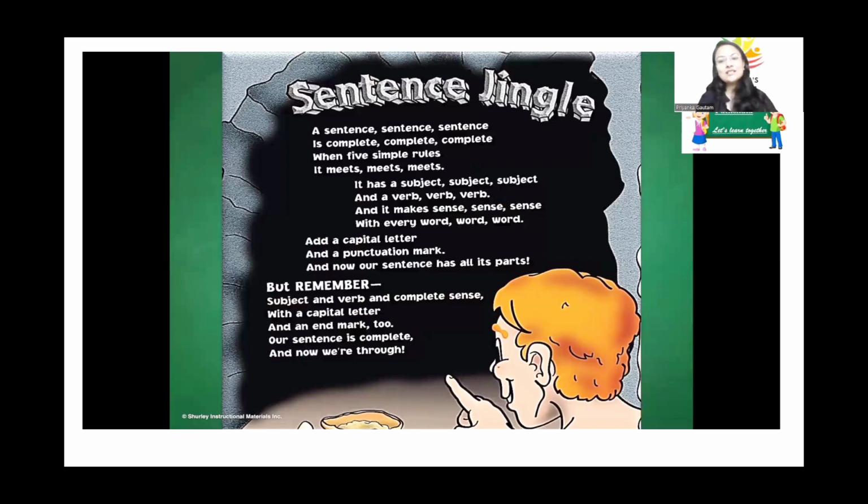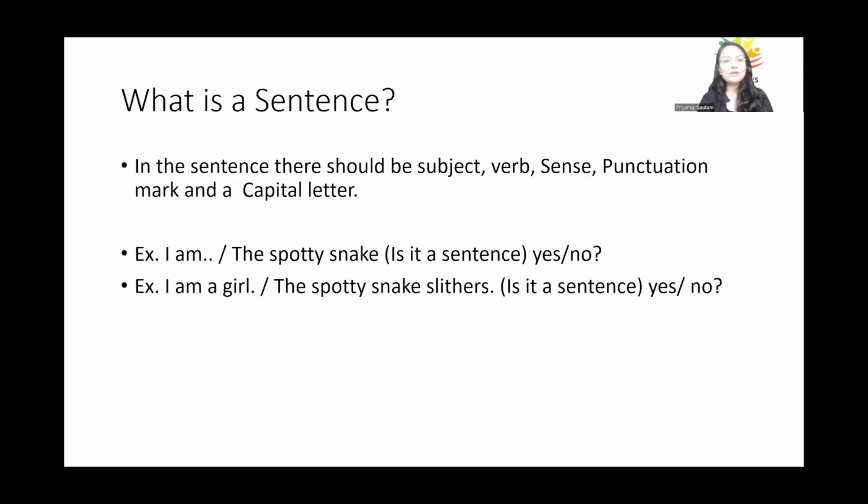Okay, so what things we need to remember? That we should remember, in the sentence there should be a subject, a verb, a sense, punctuation marks and add a capital letter while we are writing a sentence. The first letter should be a capital and keep one finger space while writing a sentence.